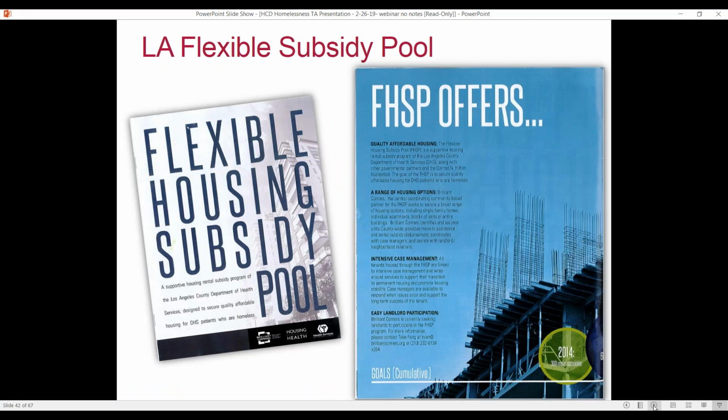This is an example of a successful landlord engagement program that CSH has been involved in, which is the development of the Los Angeles Flexible Housing Subsidy Pool. It provides a rental housing subsidy that is paired with support services for LA County's most vulnerable homeless populations. The FHSP was launched in 2014 by the LA County Department of Health Services. It's financed through a combination of both public and private funding.